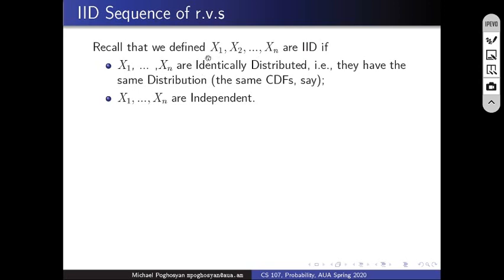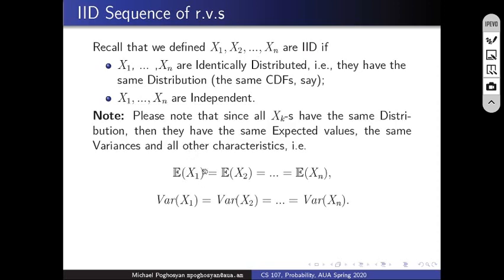So recall that X1, X2, etc., Xn are IID if the Xk's are identically distributed, say they have the same distribution, the same CDF, or the same PDF, or the same PMF, and X1, ..., Xn are mutually independent. And because all Xk's have the same distribution, they will have the same expected value and the same variances.